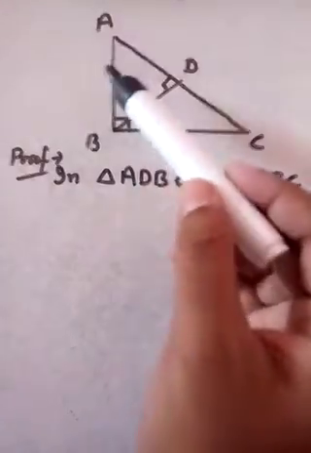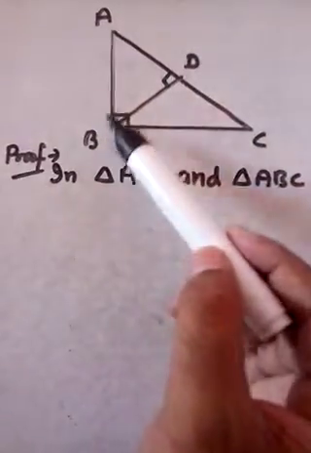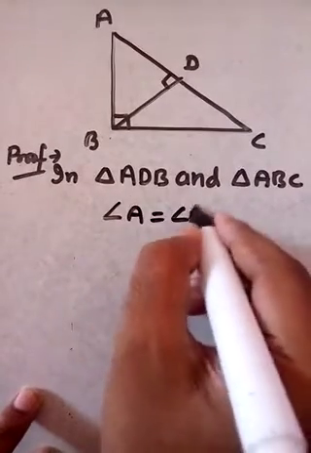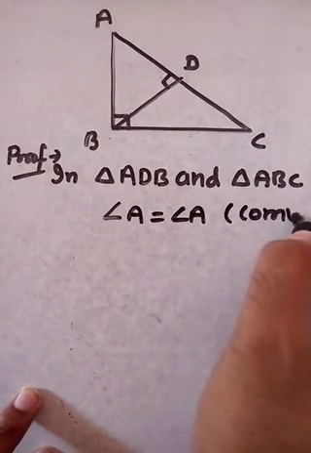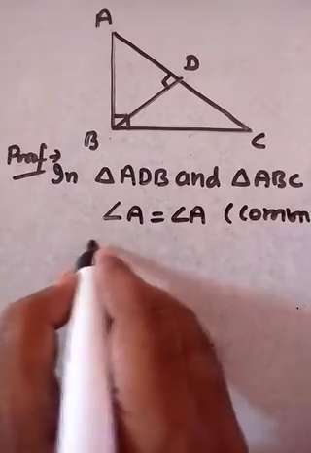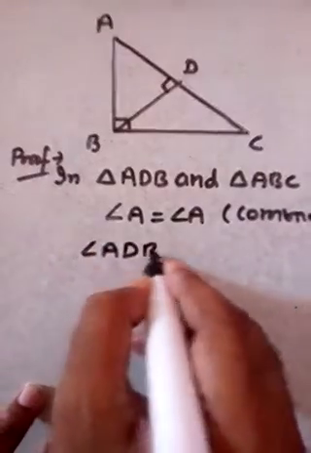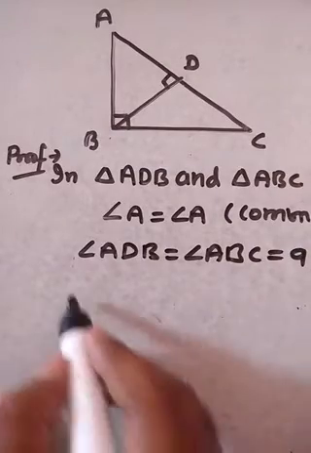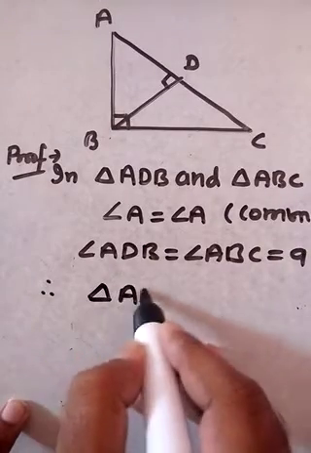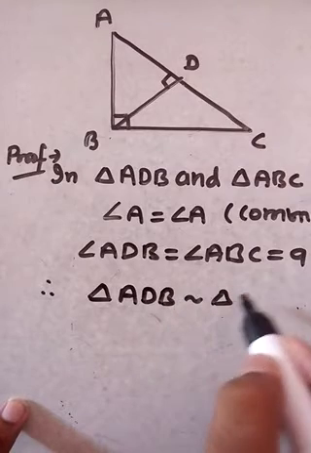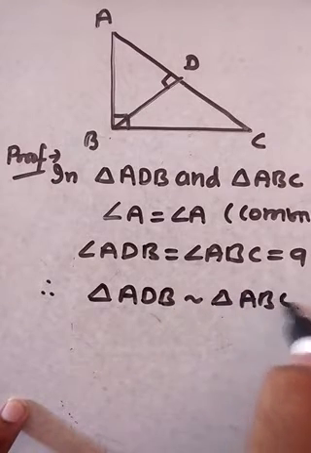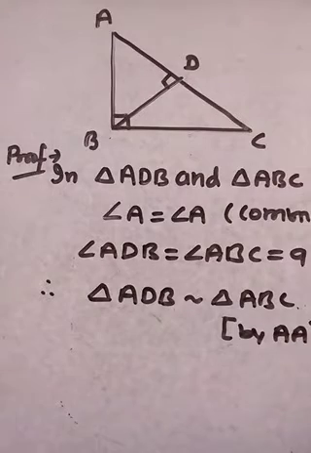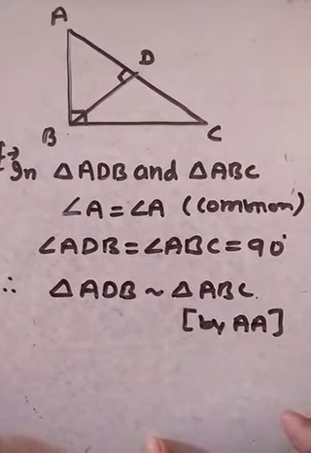Look here, in triangle ADB and triangle ABC, angle A equals angle A, common, and angle ADB equals angle ABC equals 90 degrees. Therefore triangle ADB is similar to triangle ABC by a corollary of similarity criteria.